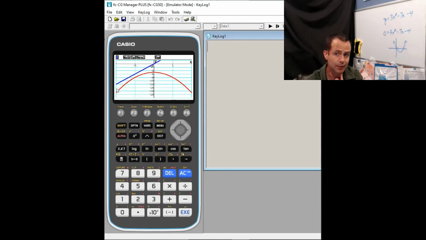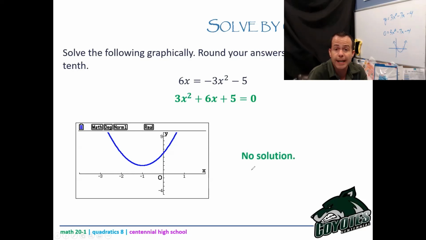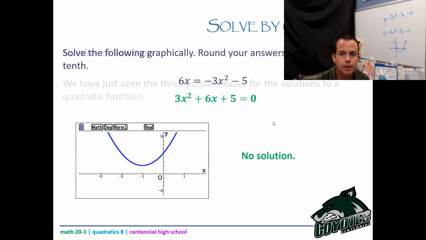Because even down here, you can see now they're getting farther and farther apart. So again, it still shows me that there's no solution. All right, and so my answer is, in fact, no solution. Now, I just gave you 3 different possibilities for the number of solutions. So we're just going to summarize that right here.